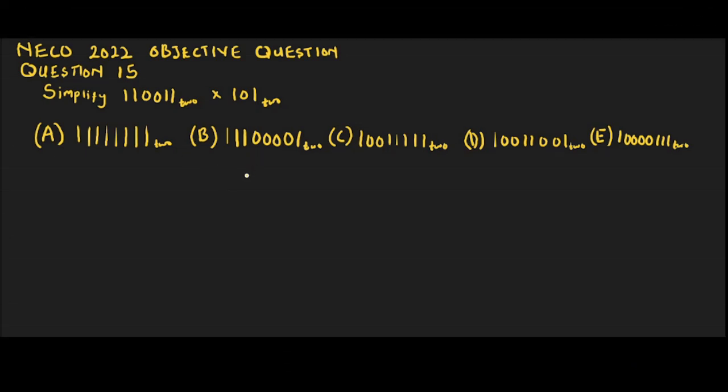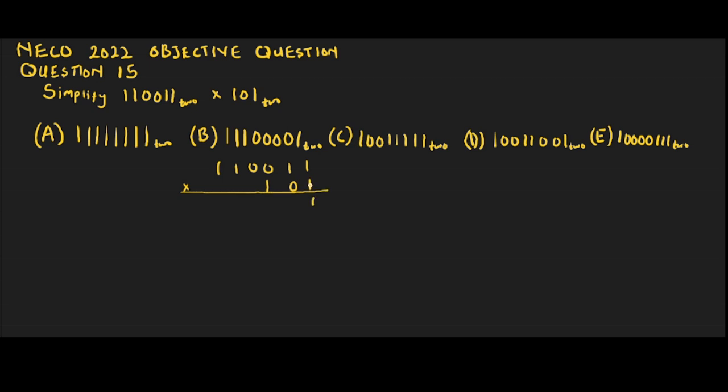Question 15. Simplify 110011 base 2 multiplied by 101 base 2. So we have 110011 and we have 101. We multiply them together.